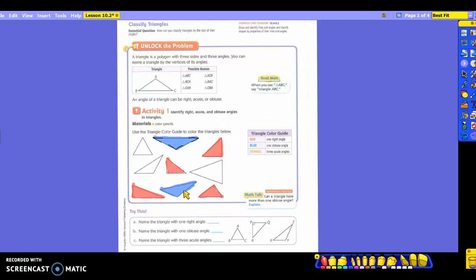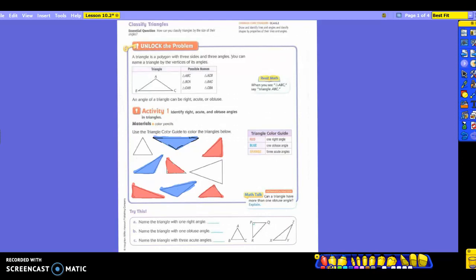Kennedy, another one? Middle left. And which one of these angles is your obtuse angle? The bottom one again. Are those our only obtuse angles? Okay, so what color are we ready for next? Orange. And what are we searching for?